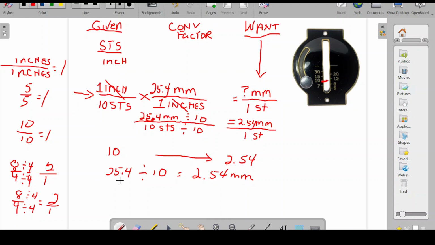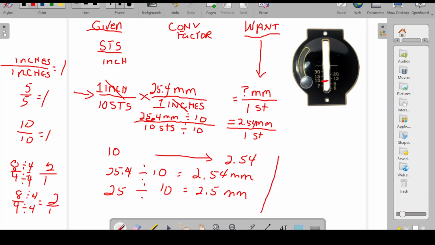Now you could say to yourself, well, I just want an estimate. I don't need the .4 here. So you could then just say, okay, it's 25 divided by 10. 2.5 mils. So now any number on here, all you have to do is take 25 divided by this number, and that'll give you the mils.